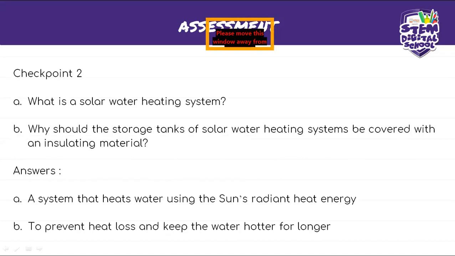Yes. So if you did write your answers in this form, then you are fine. A solar water heating system is a system that heats water using what? Sun's radiation heat energy, or sun's radiant heat energy. So it means the sun energy is used to heat the water. So the solar water system is just a system with its source of energy from the sun. Okay. And B, to prevent heat loss and keep the water hotter for longer. That's good. Congratulations to all those who sent in your answers, and they are correct.